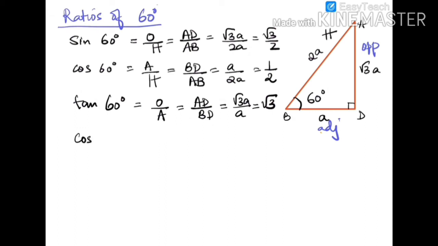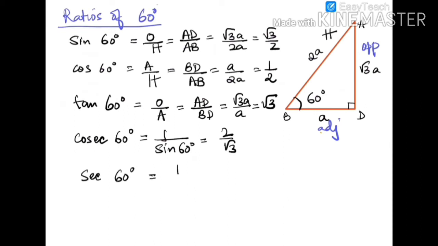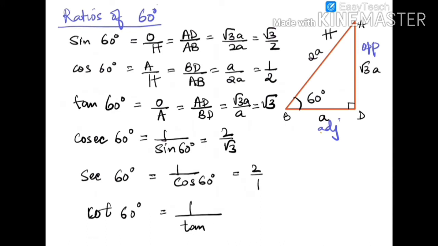Now the remaining ratios can be written by taking the reciprocal of each of these. So cosec 60 degrees is 1 upon sin 60 degrees, that will be 2 upon root 3. Sec 60 degrees is equal to 1 upon cos 60 degrees, and that is equal to 2 upon 1. Cot 60 degrees is equal to 1 upon tan 60 degrees, and that will be equal to 1 upon root 3. So we have 6 values for trigonometric ratios of 60-degree angle.